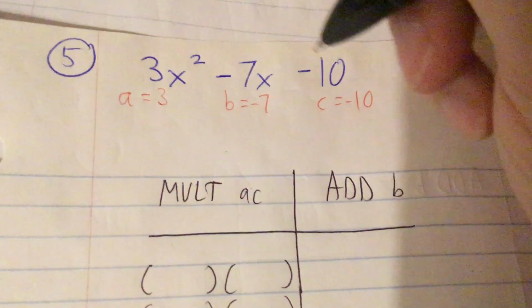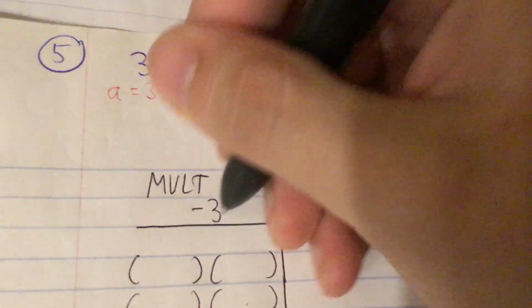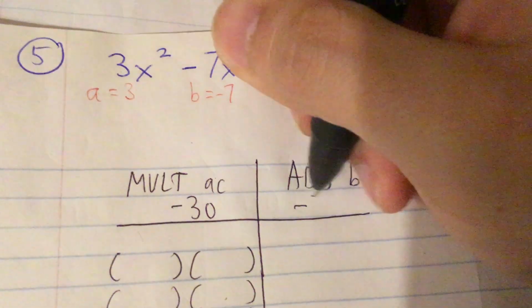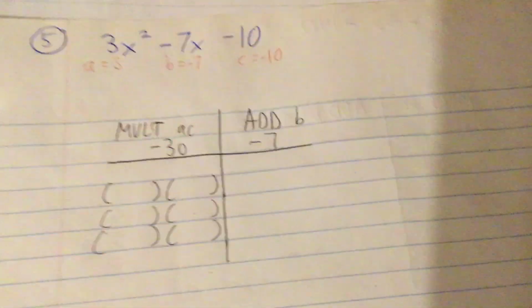Figure out what 2 numbers multiply to the AC, negative 30, and add to b, which is negative 7. Pause the screen and do this problem independently.